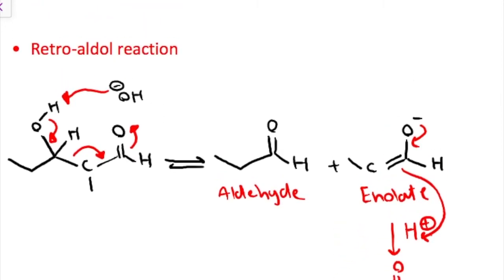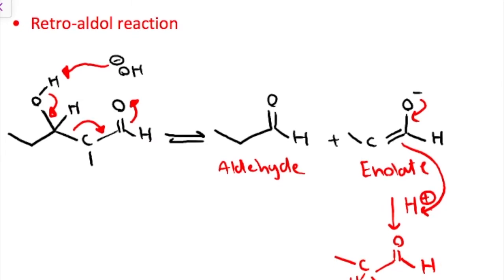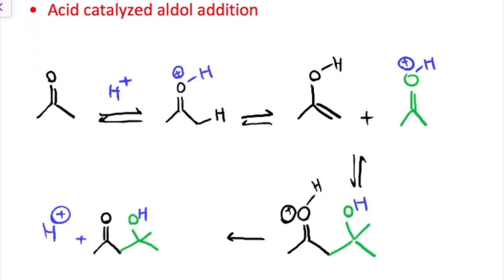So again, the aldol addition reaction is in equilibrium, and it can go in the reverse reaction. It's called the retro-aldol reaction, and this gives us the original aldehyde plus the enolate of that aldehyde, or if we had used the ketone, the enolate of that ketone. So now let's look at the acid-catalyzed aldol addition. We talked about the base-catalyzed, but now let's talk about the acid-catalyzed.